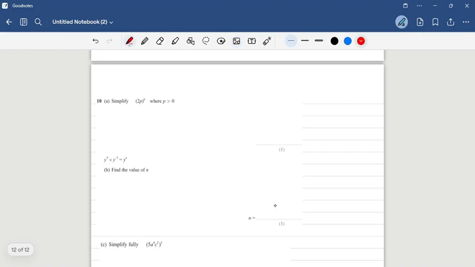Okay, for this part, he said the first thing, 2p all to the power 0. We know that anything to the power 0 equals 1, except 0 to the power 0. That's why he said that p is greater than 8. For the second part, he said y to the power 9 multiplied by y to the power negative 3 equals y to the power n. As long as we multiply, we have to add the powers. So it will be 9 plus negative 3, which is 9 minus 3, equal to y to the power 6. So the value of n is 6.